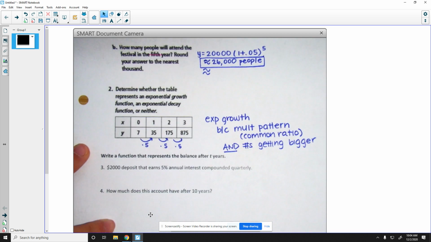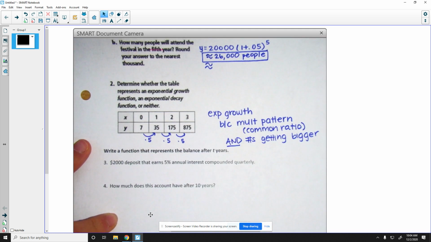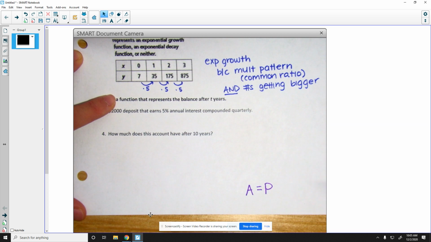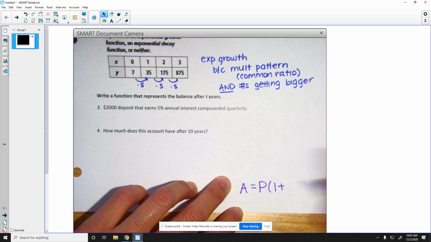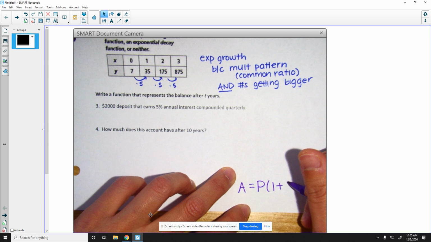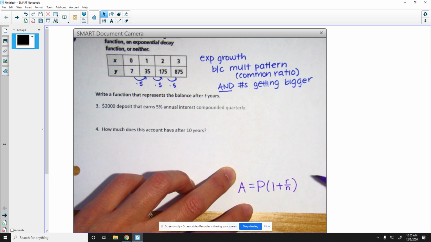All right, number 3 and 4, write a function that represents the balance after t years. You kind of learned about this last year, but it has been a while, and you have a new formula. So let's write this formula down at the bottom. The formula is A equals P, parentheses, 1 plus R over N, as a fraction, to the N times T. This is the interest formula that you learned last year. The only difference is that you have R over N, not just R.